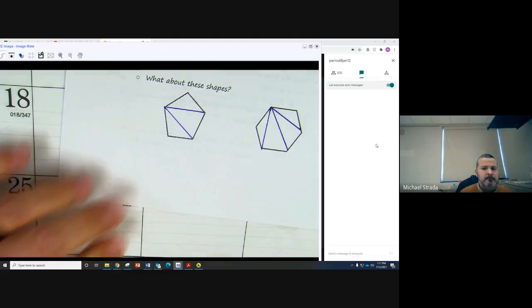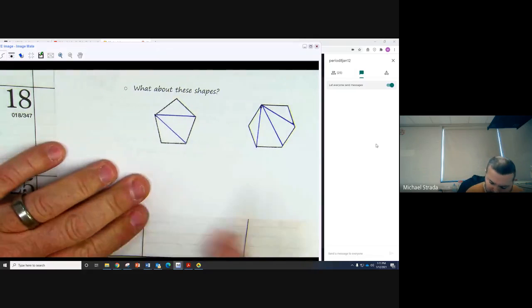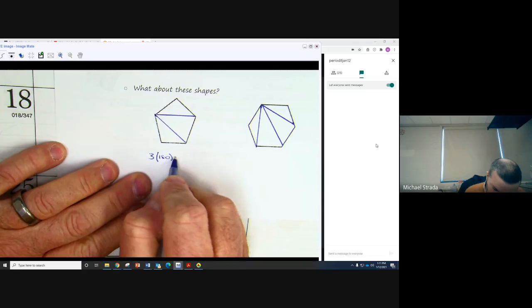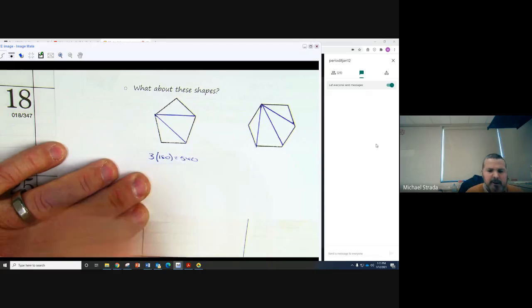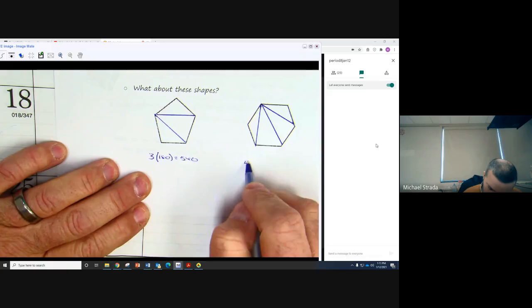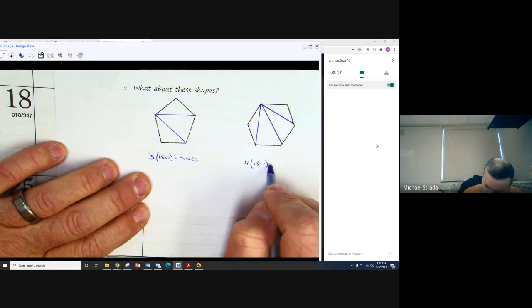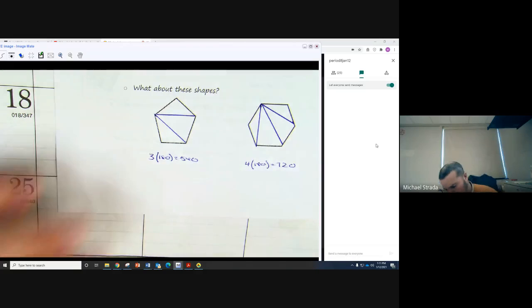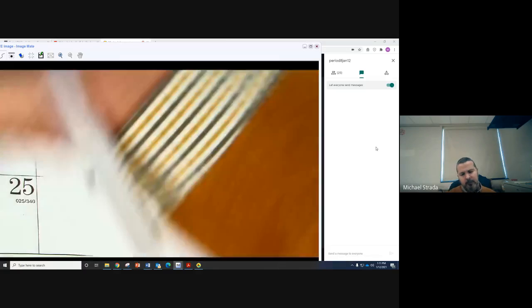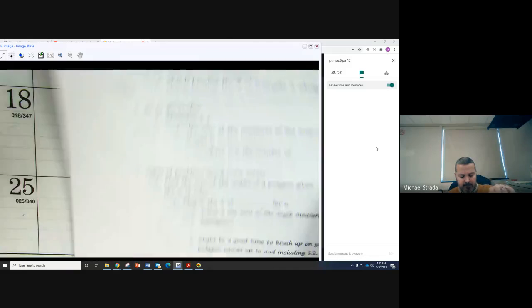So basically, this has 3 triangles, so 3 times the 180 would be 540. The angles of a pentagon always add up to 540. A hexagon has 4, so 4 times 180 would be 720. So the angles of a hexagon always add up to that. Well, we want to generalize it, so we're just going to put that data together.